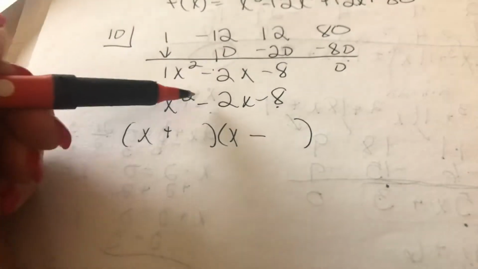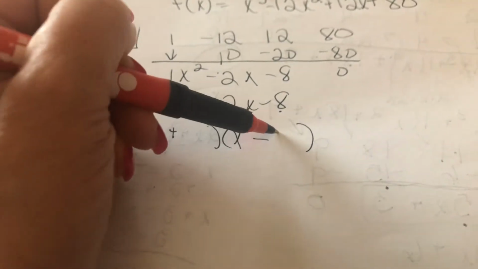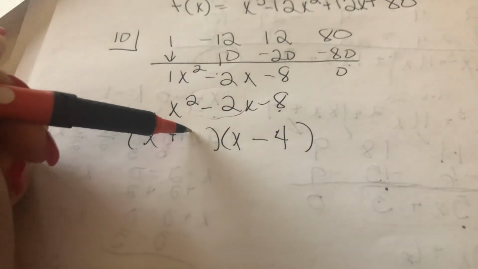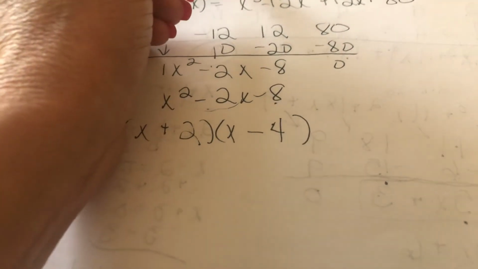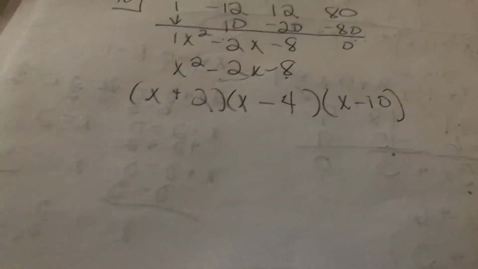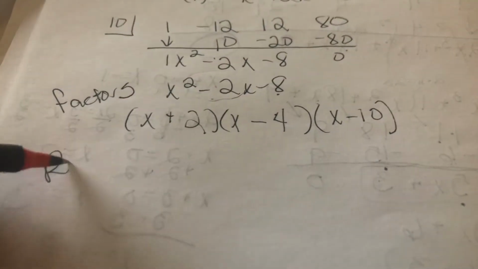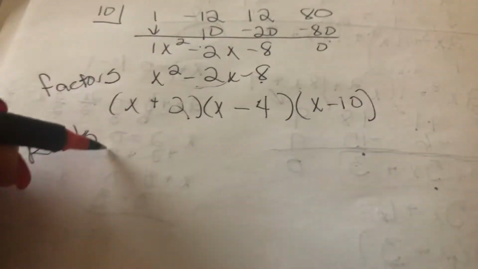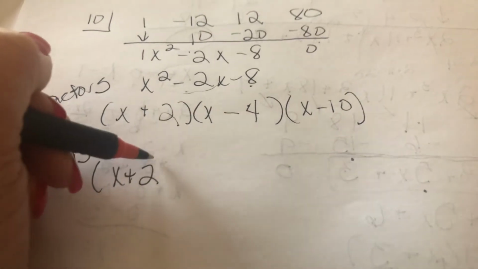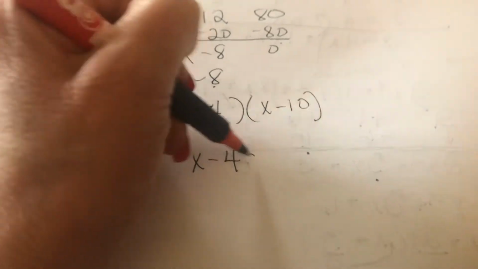And because our second term here is a negative, we're going to put the larger number, which is 4, behind the negative. So now I'm going to take that x minus 10, bring it down. And there are my factors. So these are the factors. Now to get your roots, we're going to say x plus 2 equals 0. I really don't have to put the parentheses. x minus 4 equals 0. And x minus 10 equals 0.